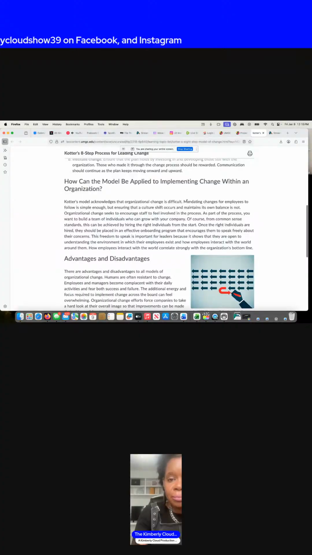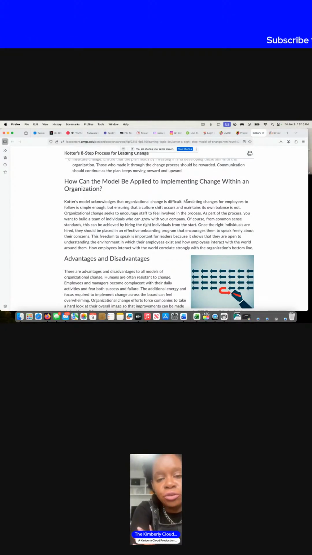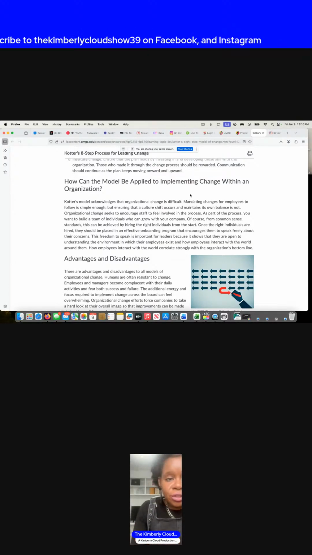What is right here? Kotter's model acknowledges that organizational change is difficult. Mandating changes for employees.